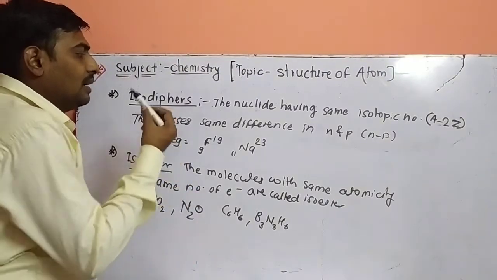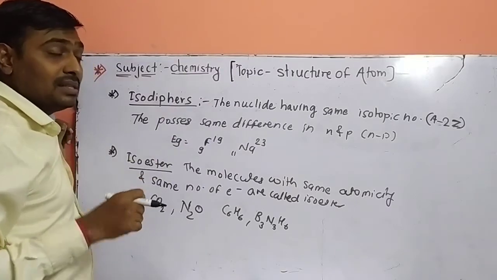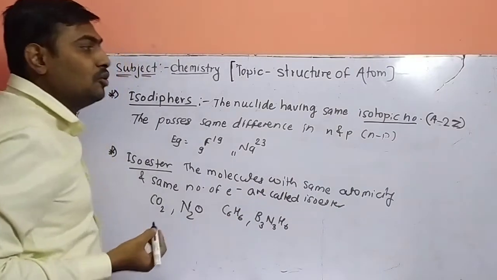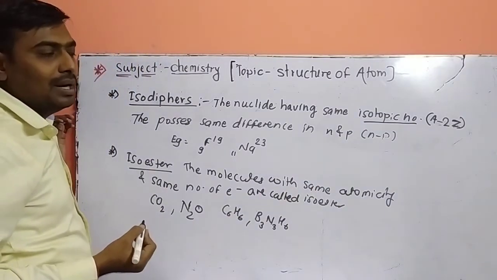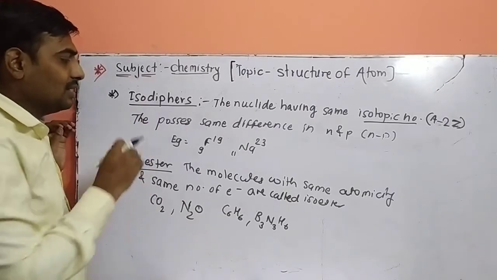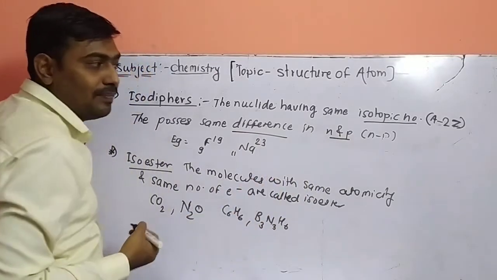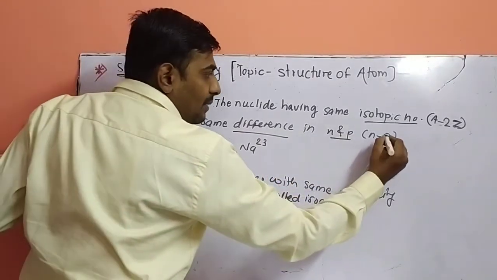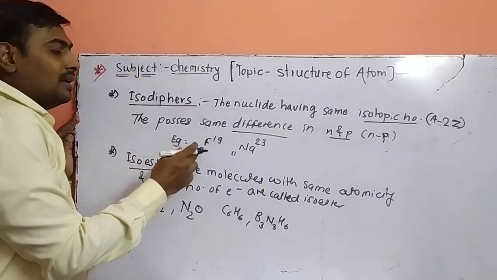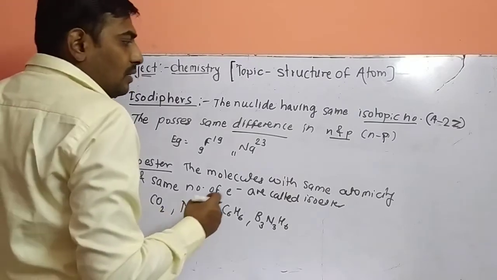Next concept, isodiffers. So what are isodiffers? Nuclides having the same isotopic number, that is A minus 2 into Z, or you may call it the same difference between N minus P. If you observe, the difference between N minus P will be the same. Those nuclides are called isodiffer nuclei.